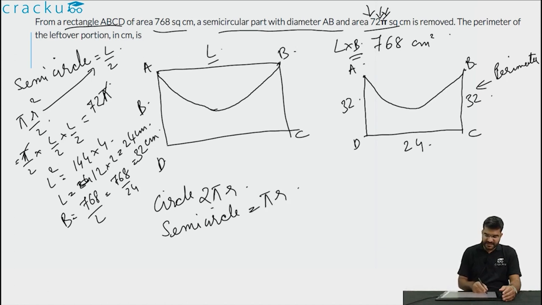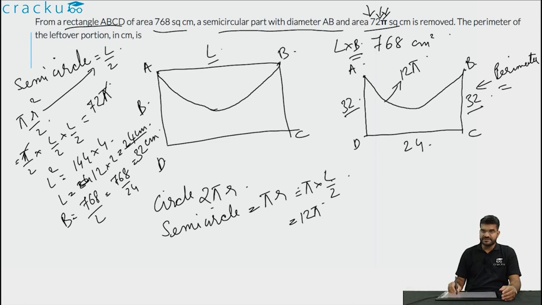In this case, r is equal to L by 2. So this will be pi into L by 2, where L is equal to 24. So this will equal 12 pi. So the length of this circular part is 12 pi. Therefore, the total perimeter will be 32 plus 32 is 64, 64 plus 24 is 88, 88 plus 12 pi. So the answer is 88 plus 12 pi.